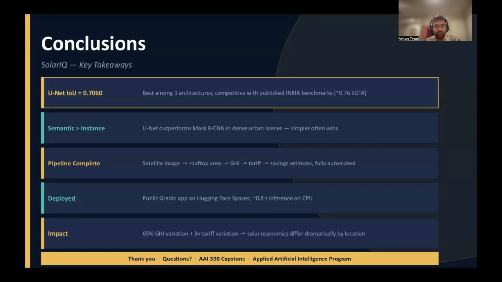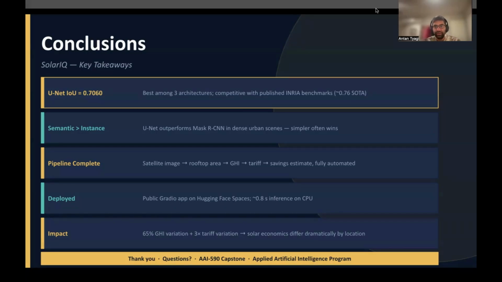So the key conclusion is U-Net IoU was 0.7. Semantic turned out to be better than instance. We deployed the entire pipeline on Hugging Face, and the impact is 65% GHI variation plus 3x tariff variation. And we identified that solar economics are dramatically different based on location. Thank you.